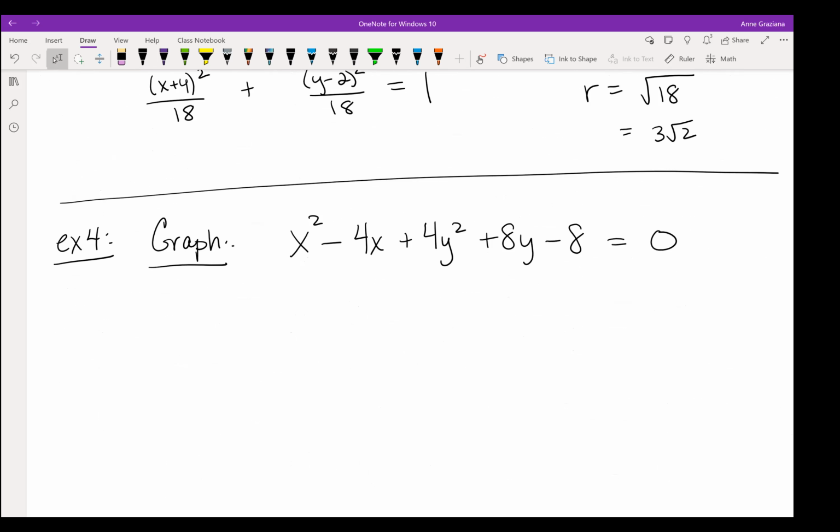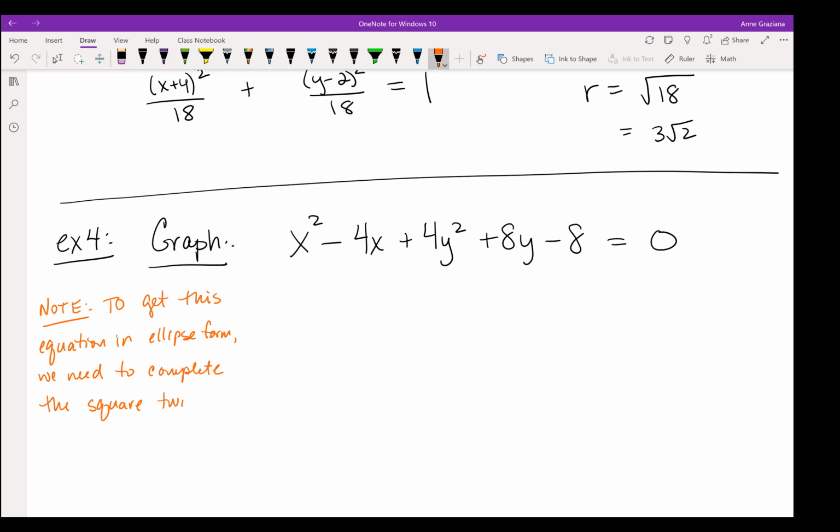So to get this, let me put a note over here. Note: to get this equation in ellipse form, we need to complete the square twice.